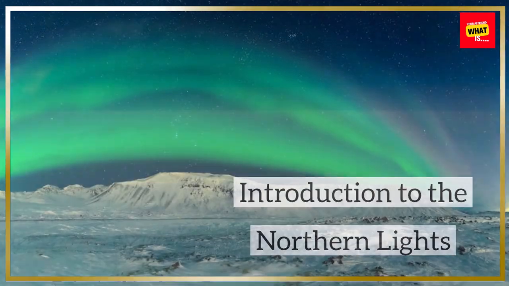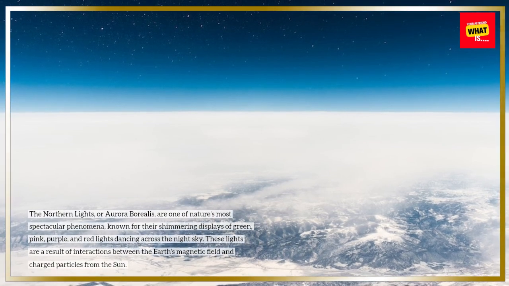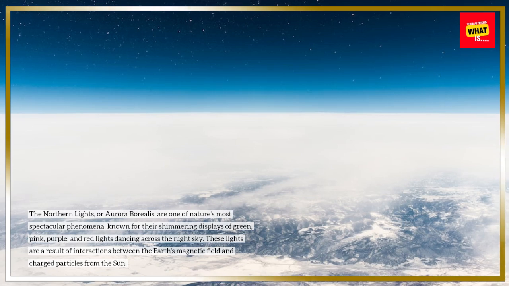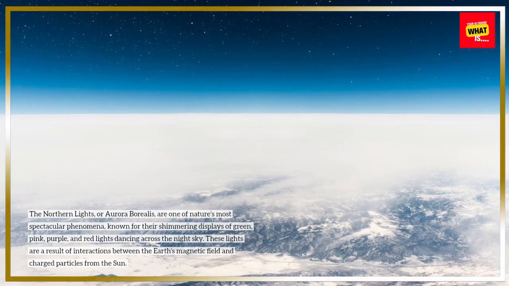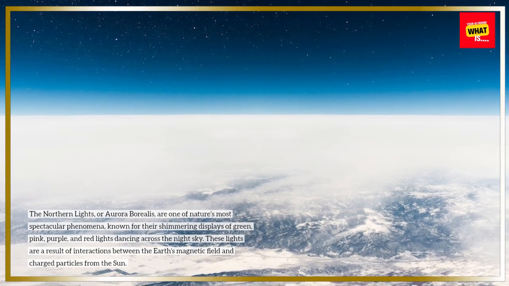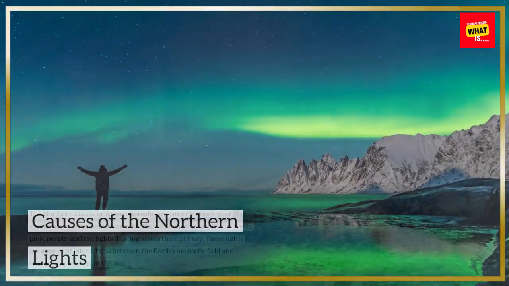Introduction to the Northern Lights. The Northern Lights, or Aurora Borealis, are one of nature's most spectacular phenomena, known for their shimmering displays of green, pink, purple, and red lights dancing across the night sky. These lights are a result of interactions between the Earth's magnetic field and charged particles from the Sun.